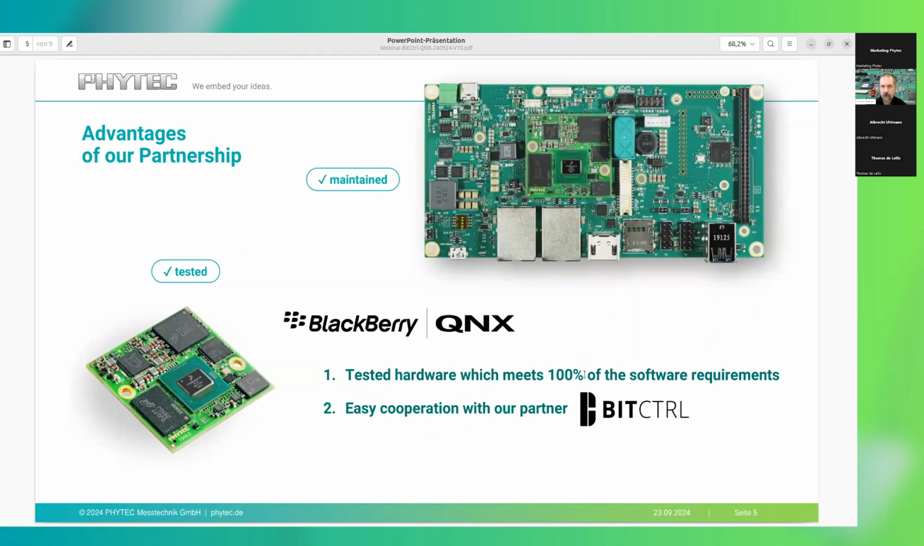Basically, what we are doing at Phytec is we partner up with companies like BitCtrl, BlackBerry QNX, and other partners to bring you the experience you need on your custom hardware to fulfill the product needs you want in the field reliably.